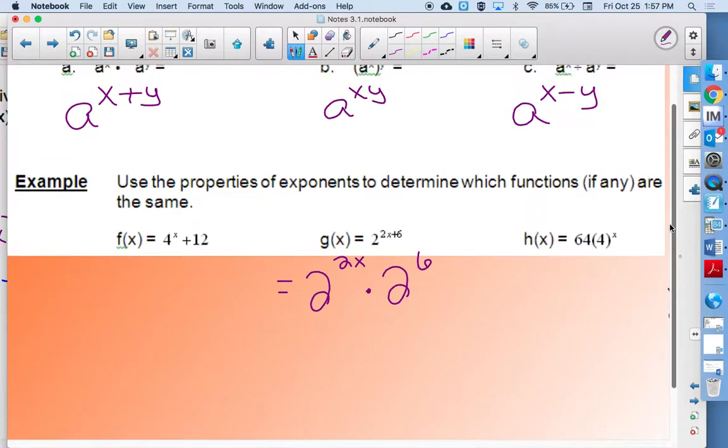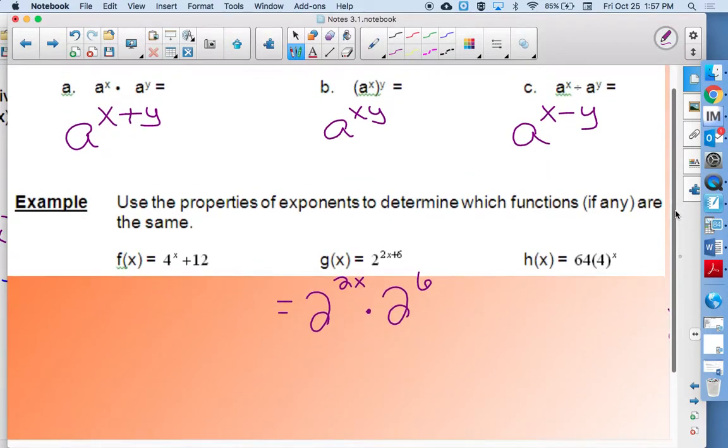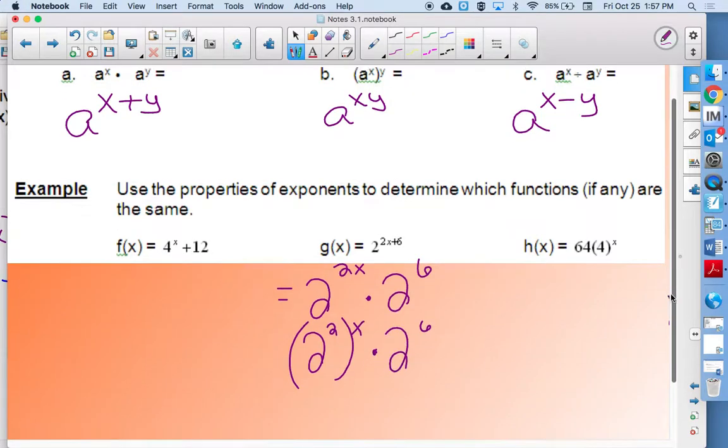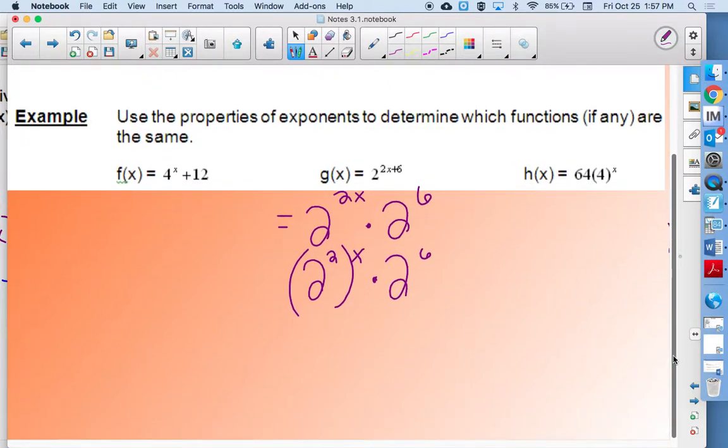The middle property, if I have x times y, it says I can also rewrite that. So my 2 is going to be squared, and now the x is separate. And that's based off of the middle property. So I'm just working backwards with the property instead of condensing it together. So Kevin, what is 2 squared? 4. And 2 to the 6th is?